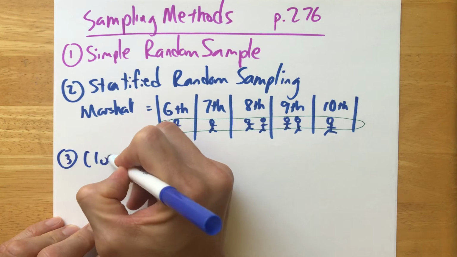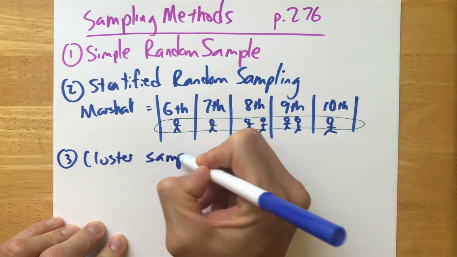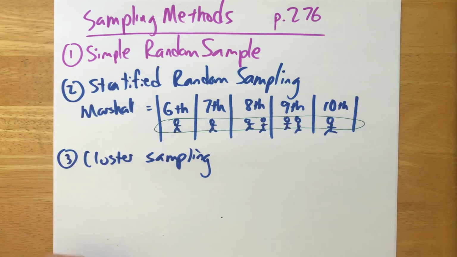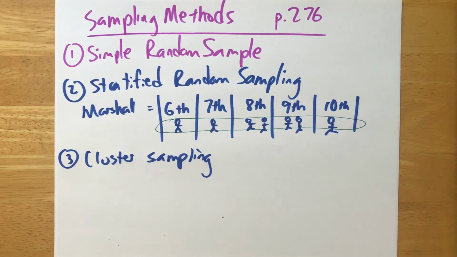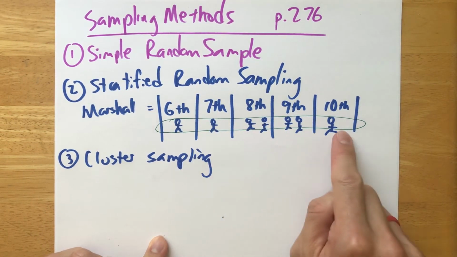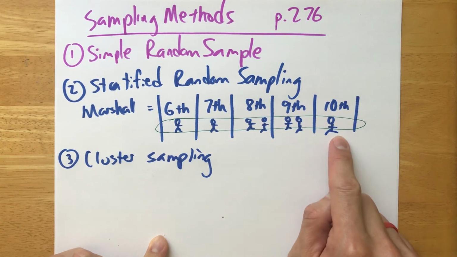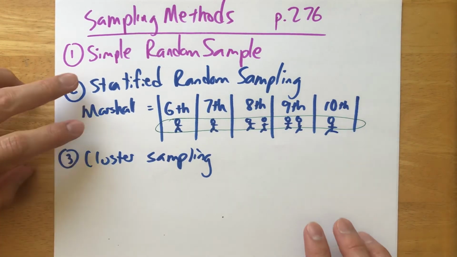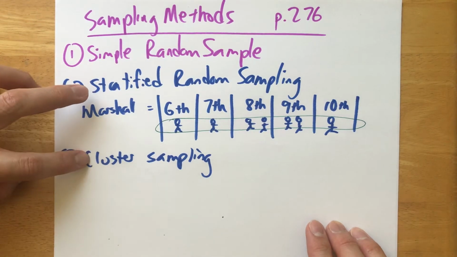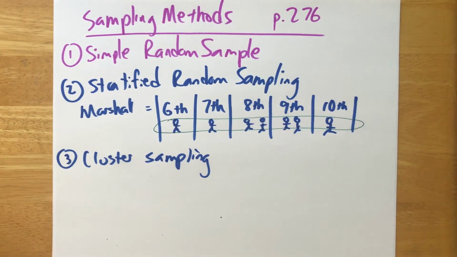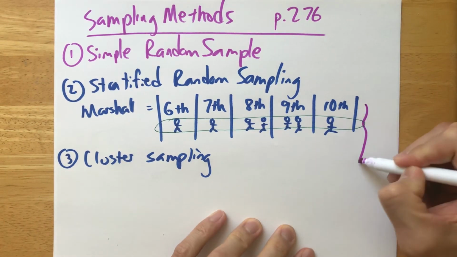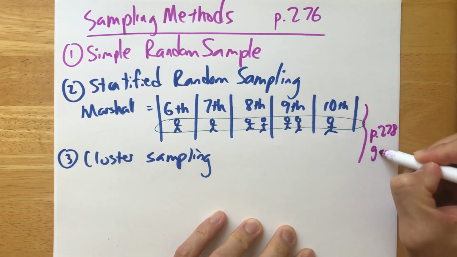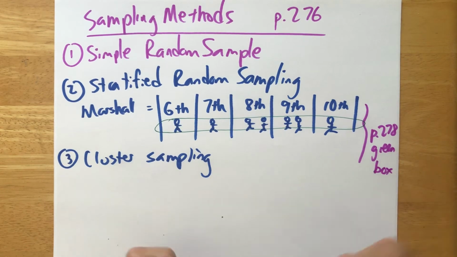The third one is cluster sampling, okay? So cluster sampling is where you don't separate your population like you did in stratified random sampling. Rather, you try to find an already existing group to use as a cluster. So the main thing that we need to know is the difference between a strata and a cluster. On the bottom of page 278, there is a green box. Read that. That will be helpful for you.